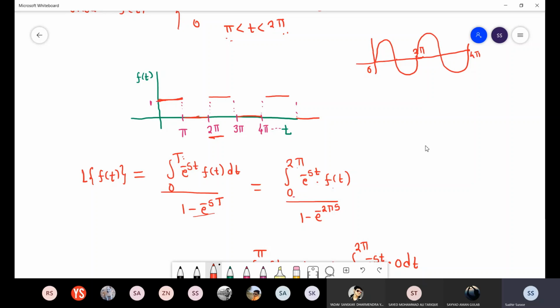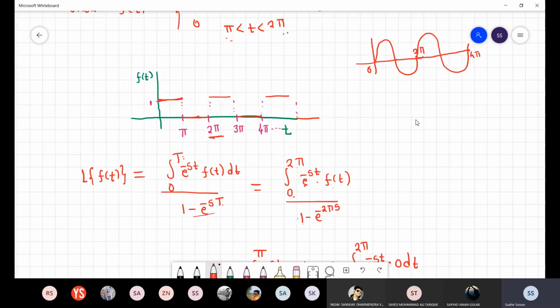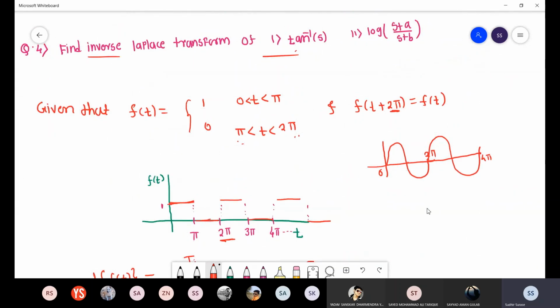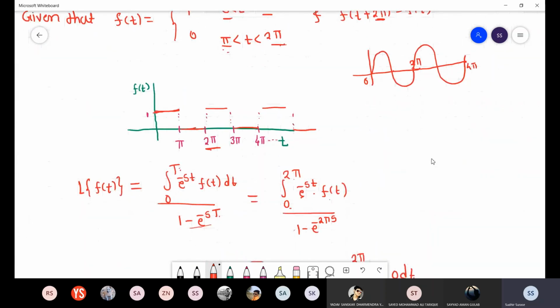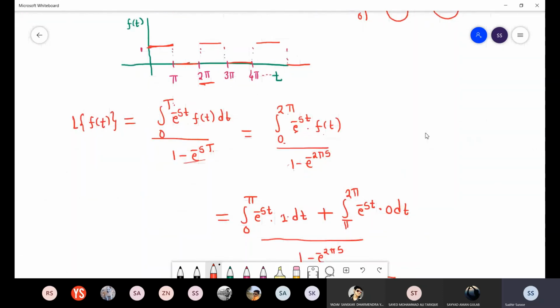So the integral is from 0 to 2 pi of e to the power minus st f of t, and the denominator is 1 minus e to the power minus 2 pi s, because the value of T is 2 pi. Now this 0 to 2 pi we have to break. Why? Because the function is defined this way, from 0 to pi, then pi to 2 pi. So the integral has to be broken into 0 to pi and pi to 2 pi. In the interval 0 to pi f of t is 1, and in the second we have 0. So the second term will be 0, and we evaluate the first term, and the denominator remains as it is.